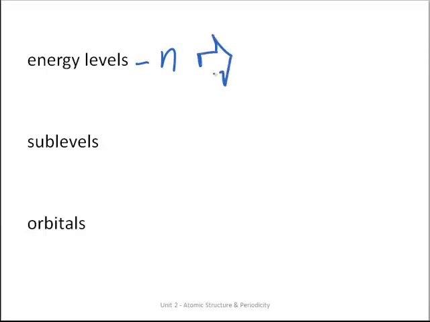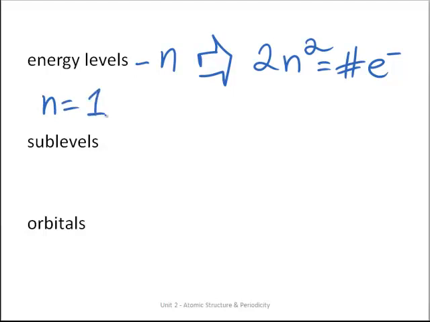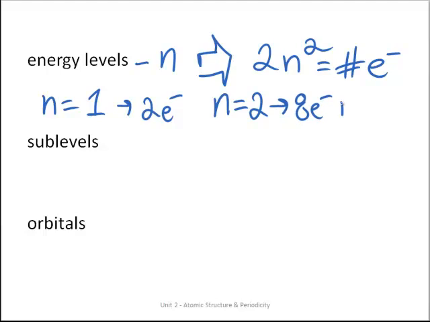A good thing to know here is that the number of electrons inside an energy level is equal to a very simple algorithm, and that is 2n squared. Okay, and this equals the number of electrons within that energy level. That'll be a really nice piece of information for us. So if n equals 1, 1 squared is 1 times 2. That can hold 2 electrons. N equals 2: 2 squared is 4 times 2 is 8. And then n equals 3: 3 squared is 9, 9 times 2 is 18. So it's going to be 18 electrons in n equals 3.